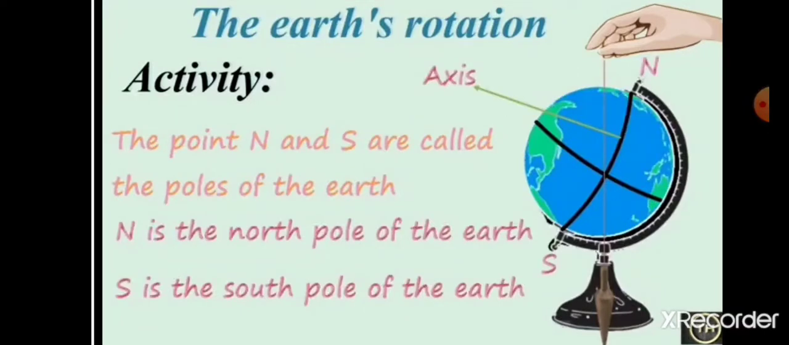You will see that a plumb line and an earth axis are at an angle to each other. This proves that the earth axis is inclined, which means slanted. The earth rotates with its axis inclined. The points N and S are called the poles of the earth. N is the north pole and S is the south pole.